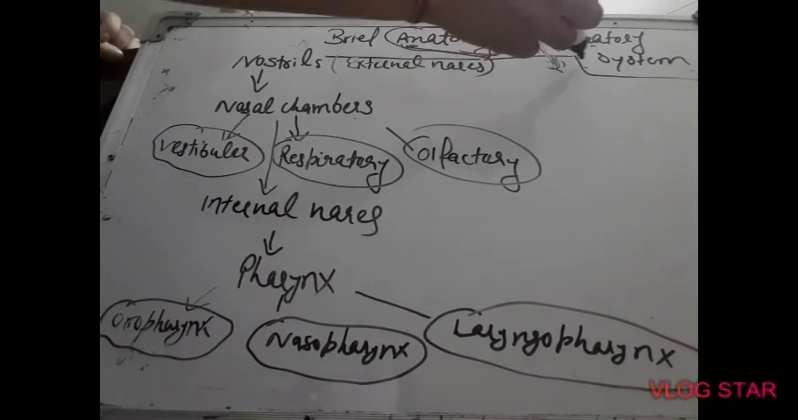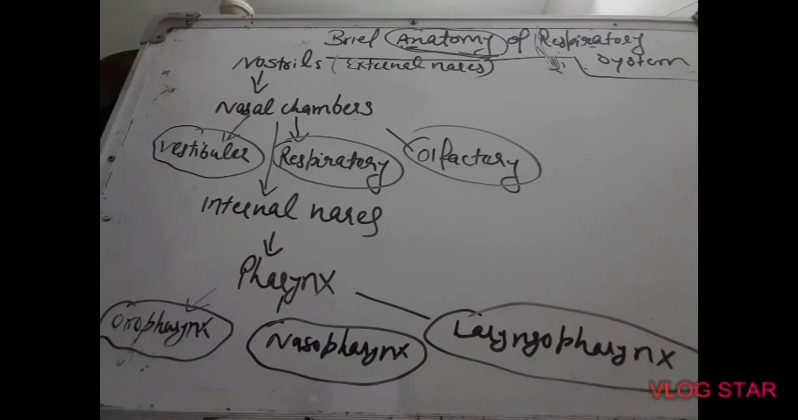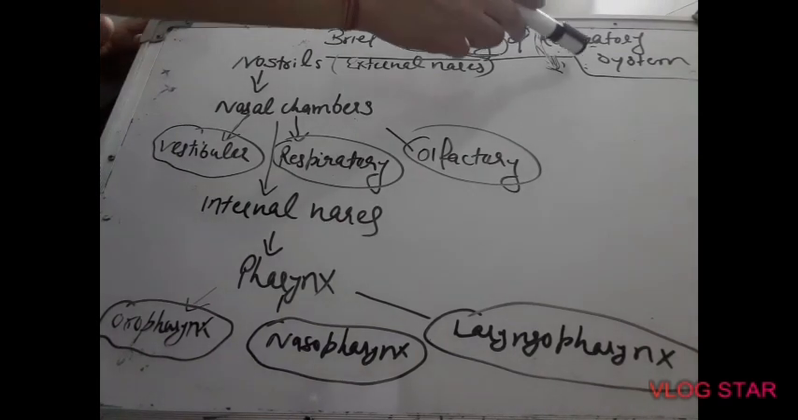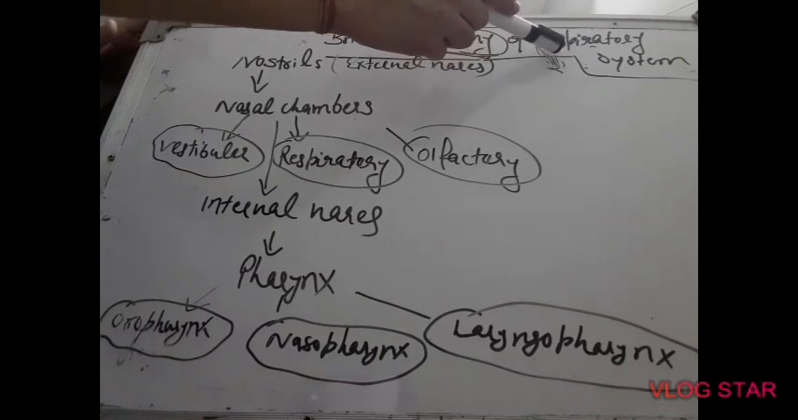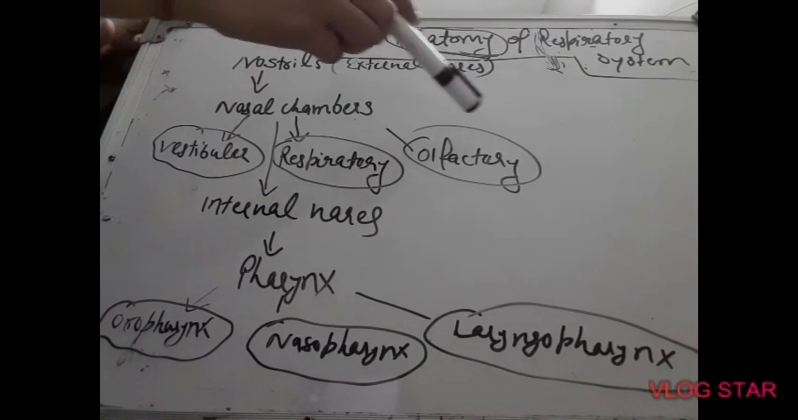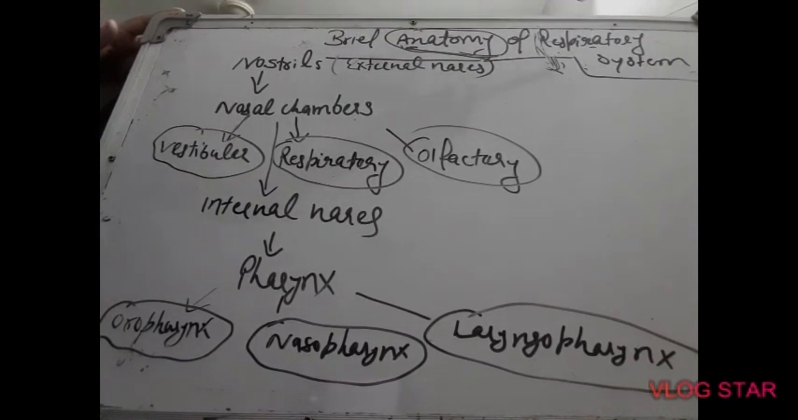Human respiratory system, what is system? A group of organs. So here we have to study only those organs which are involved in the process of respiration, and we will study the internal structure of all these organs involved in this system. Let us move on to the topic.